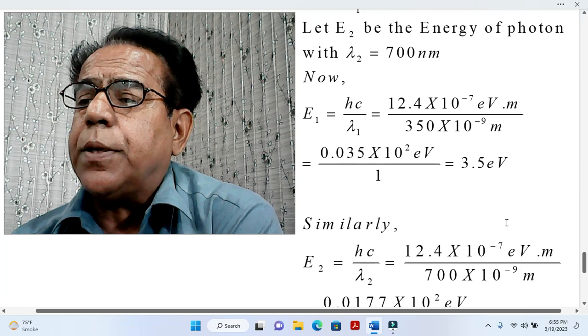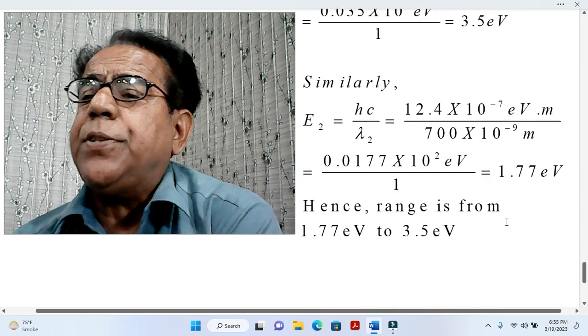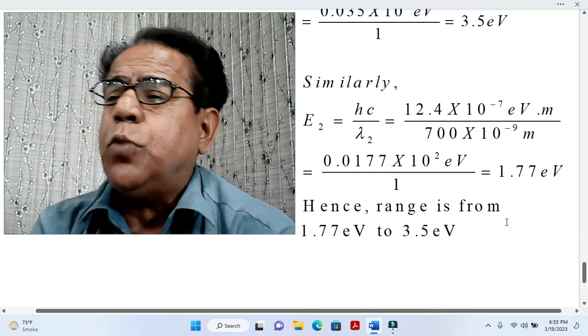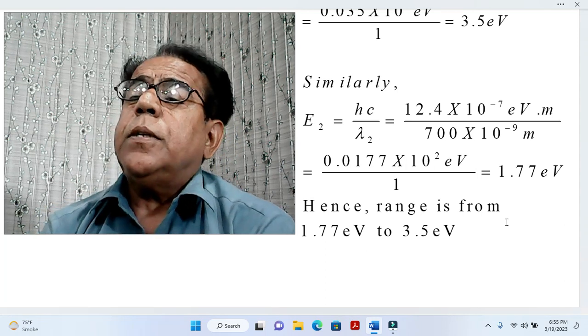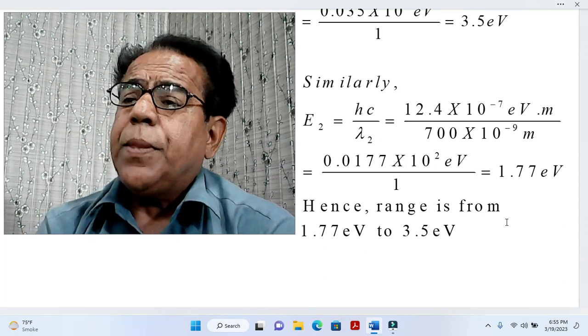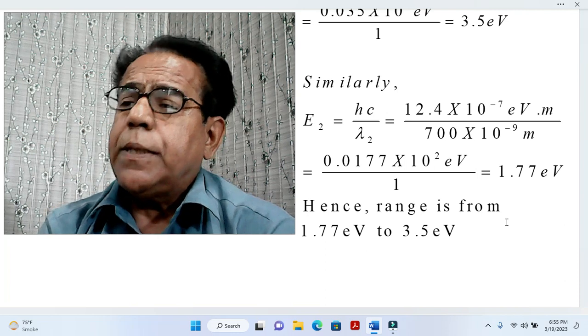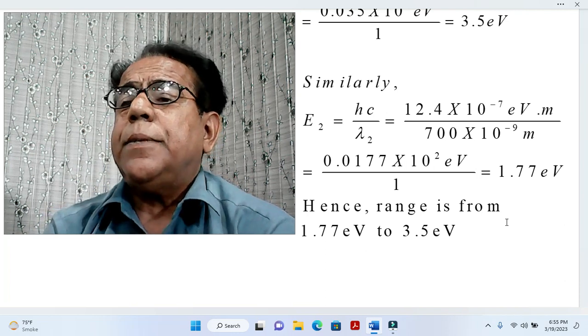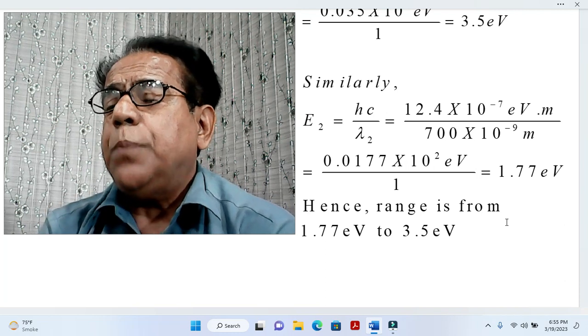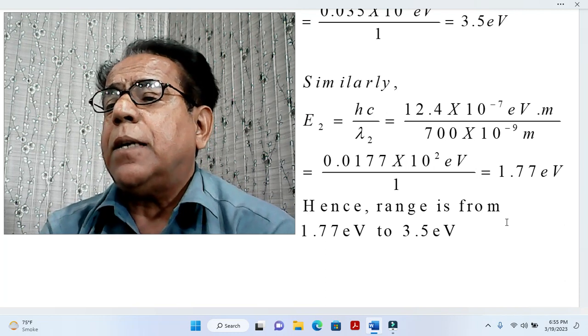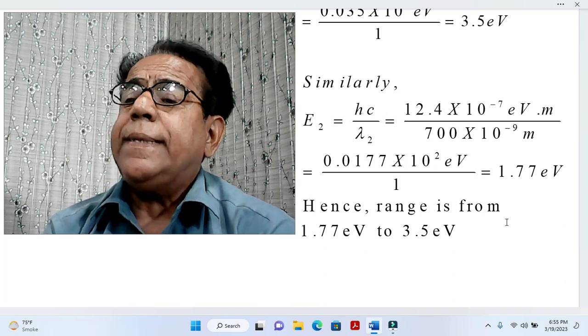Similarly, E2 is equal to hc over lambda 2, which is 12.4 into 10 raised to the power minus 7 electron volt meter over 700 into 10 raised to the power minus 9 meter, and in this way energy E2 becomes equal to 1.77 electron volt.